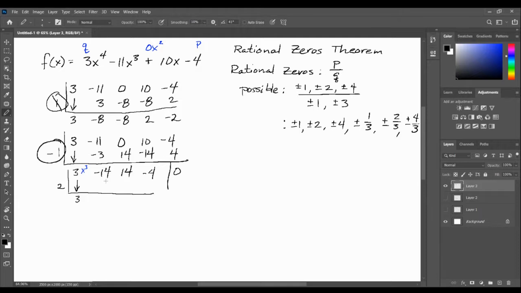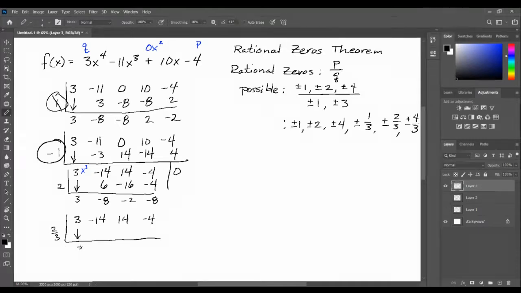Bring down a 3. 2 times 3 is 6, plus -14 is -8, times 2 is -16, plus 14 is a negative 2. Feeling pretty good. 2 times negative 2 is negative. Oh, I've got the wrong sign, though. It was looking good, but that didn't work out for me. And you know what? I think the negative 2 isn't going to work quite as well. Let me go ahead and grab a fraction. Let's just grab 2/3.